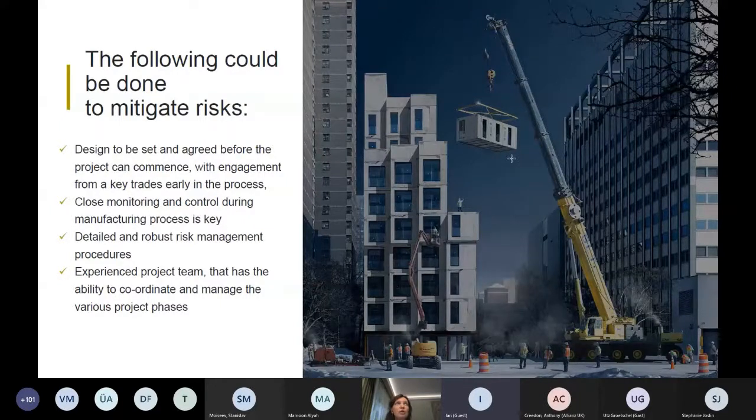These are just, I would say, very common things to think about. First, the design should be set and agreed before the project commencement, and all the key participants, the contractors, the manufacturers, even the transport company, should be in at an early stage in the process, and this is very important. Second thing is the coordination between these parties.